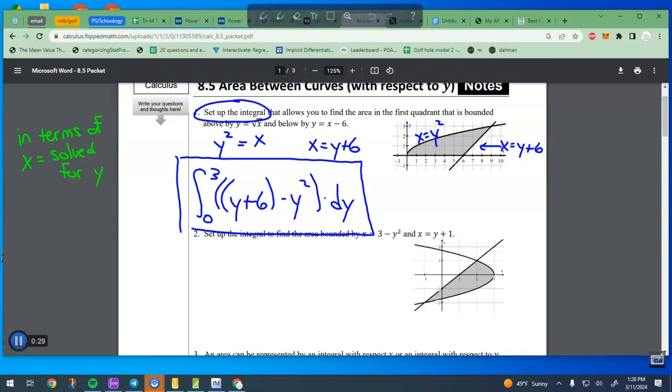Questions on one at all? Just 8.4 is this. This 8.4. It's the sideways version.